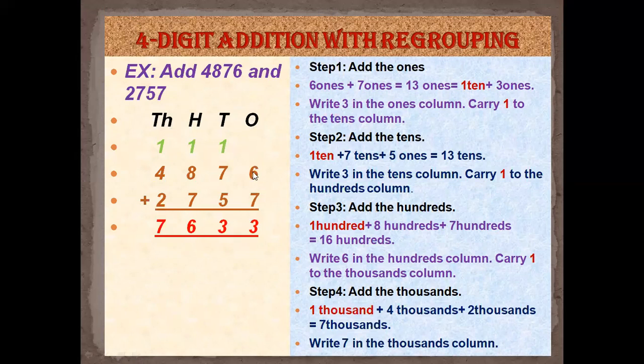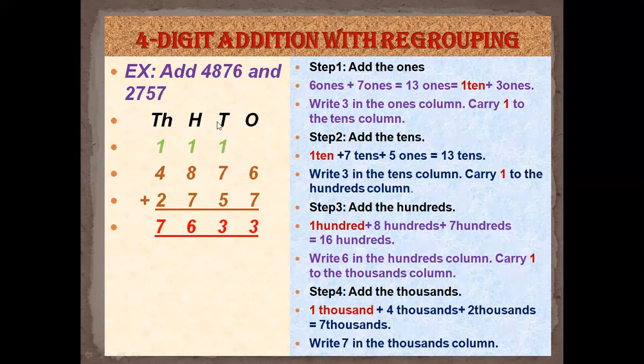See, here in the ones place, 6 and 7 are there. How can we add these numbers? First, we keep 6 in our mind and then take 7 fingers in our hand. 6 after, we count 7 fingers: 7, 8, 9, 10, 11, 12, 13. We write that 3 in the ones column, and then carry this 1 to the next tens column.